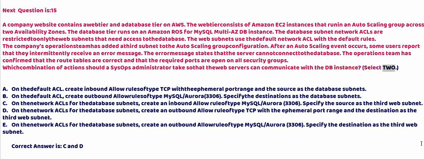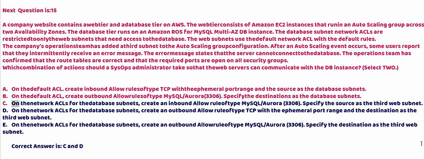Select 2. A. On the default ACL, create an inbound allow rule of type TCP with the ephemeral port range and the source as the database subnets. B. On the default ACL, create an outbound allow rule of type MySQL/Aurora 3306. Specify destinations as the database subnets.